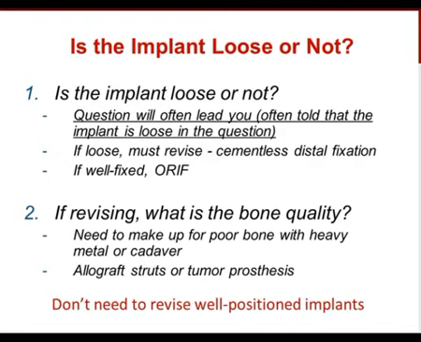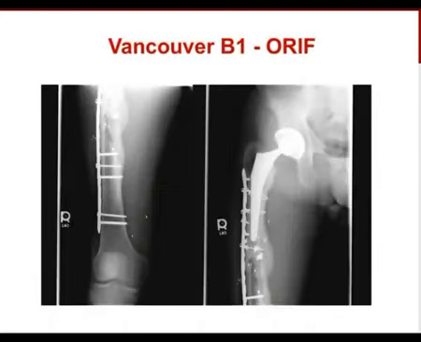Remember that you don't need to revise well-positioned implants. If you have a cup that's in good position, you can leave that cup alone. This is a typical Vancouver B1 fracture. You can see a stable stem that was fixed with a plate and screws. Proximally, you want to use a combination of locking screws and cerclage wires or cables.